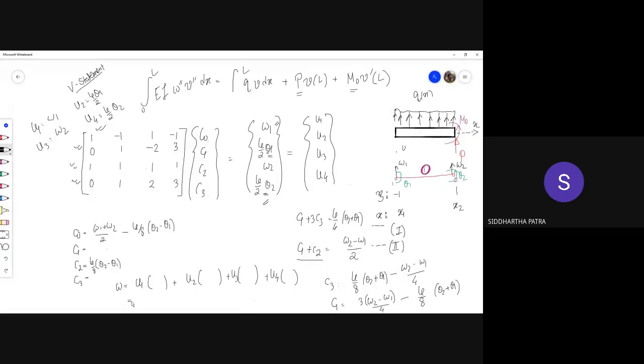In the end, you should be in a position to write it as summation Ni Ui, where Ni's are the polynomials in xi, or something like u hat.